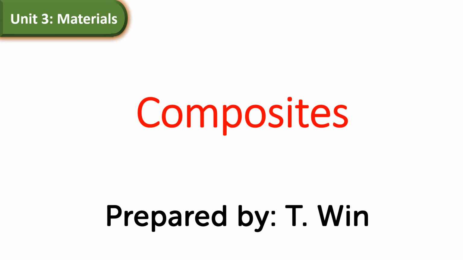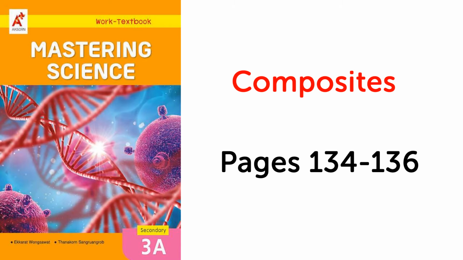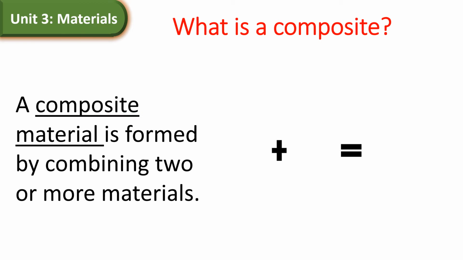So the topic for this video is about composites. For further information about composites, you can read pages 134 to 136 of your book. So what is a composite? A composite material is formed by combining two or more different materials.